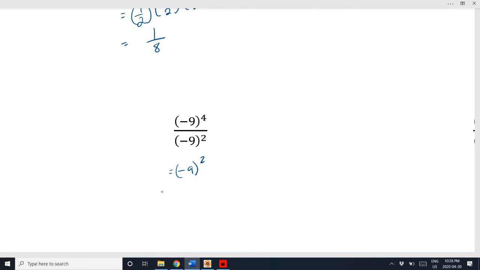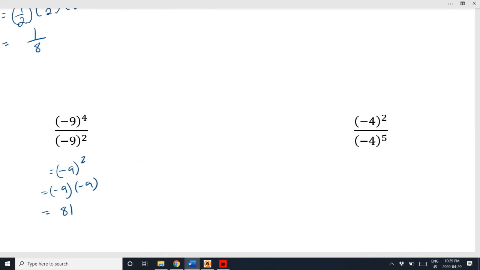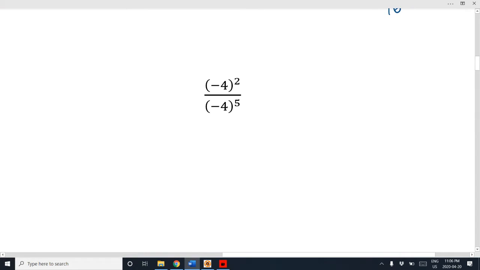And expanding that, we would have negative 9 times negative 9, which is equal to positive 81. Let's try one more example. Here we have negative 4 to the power of 2 divided by negative 4 to the power of 5.